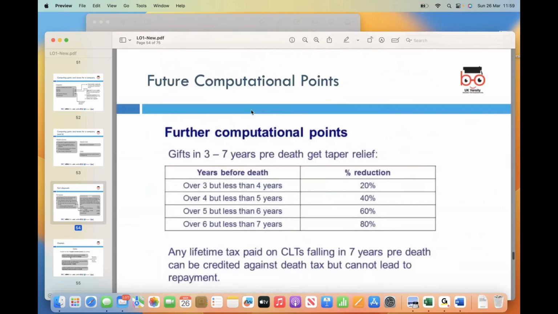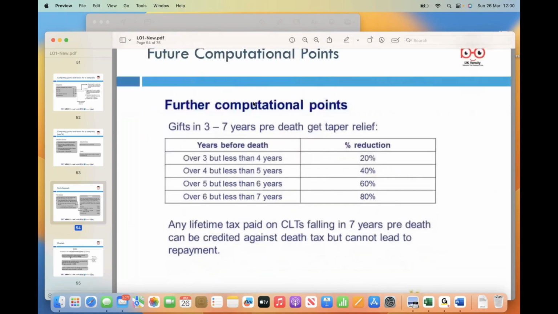So further computation is not very complicated. It is very straightforward, basically. It doesn't apply to any person who lives in the same property, because he already owns the property, even if he's your son.